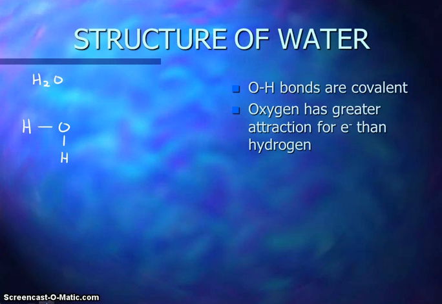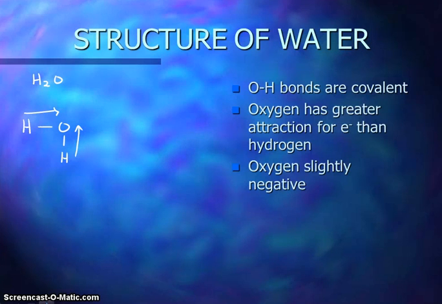But when oxygen and hydrogen share pairs of electrons, they don't share them equally. Oxygen has a greater attraction for electrons than hydrogen does. So that means that the electrons are drawn closer to the oxygen side of the molecule. And what that's going to lead us to is our oxygen side of our water molecule is going to be slightly negative in charge. And we write that like this. That kind of figure 8 looking structure means partial negative.